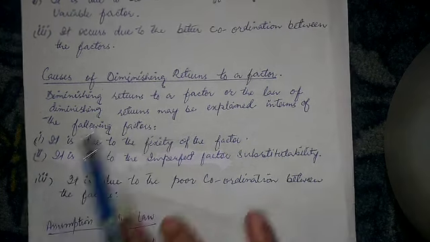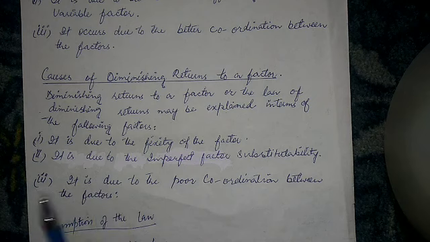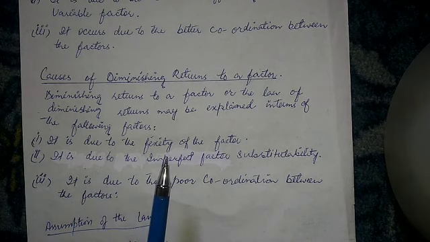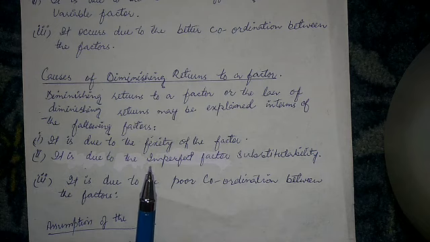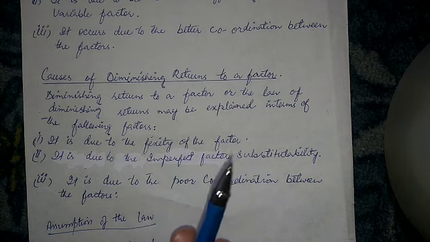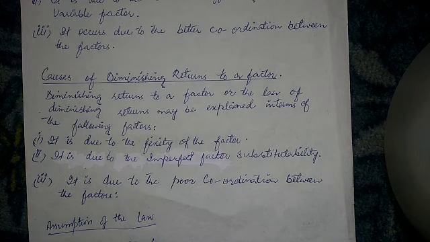And the third point for the cause of diminishing returns to a factor is poor coordination between the factors. See, continuously increasing application of the variable factor along with fixed factors, beyond a point, crosses the limit of the ideal factor ratio. This results in poor coordination between the fixed and variable factors. Thus, the law of diminishing returns accordingly sets in.